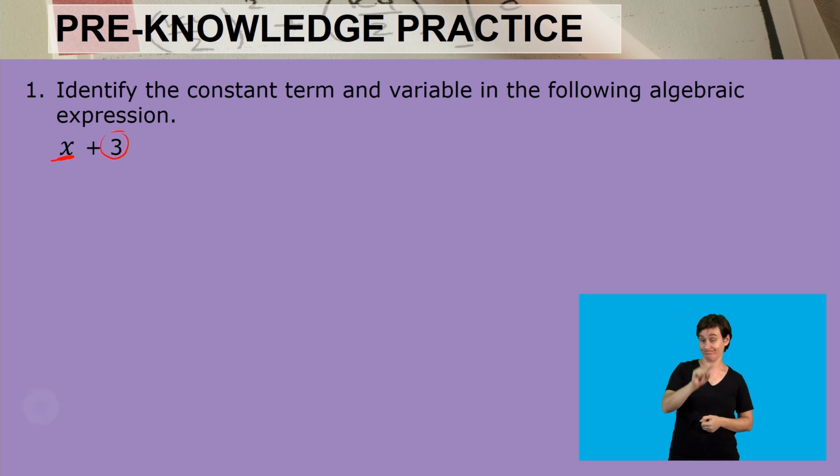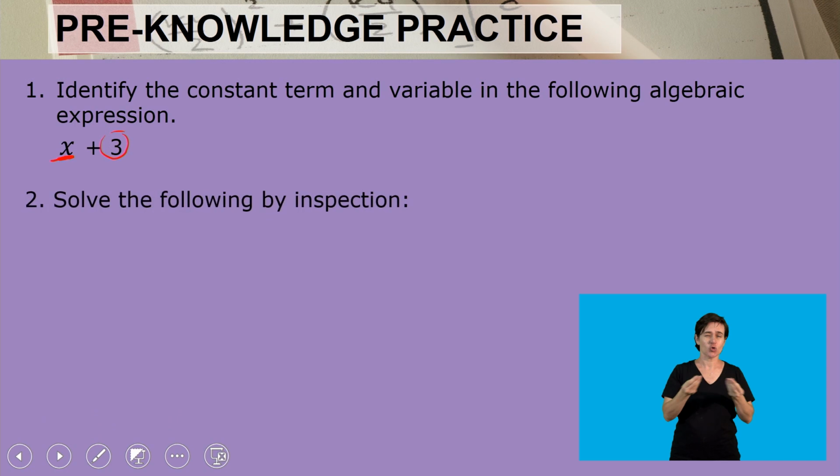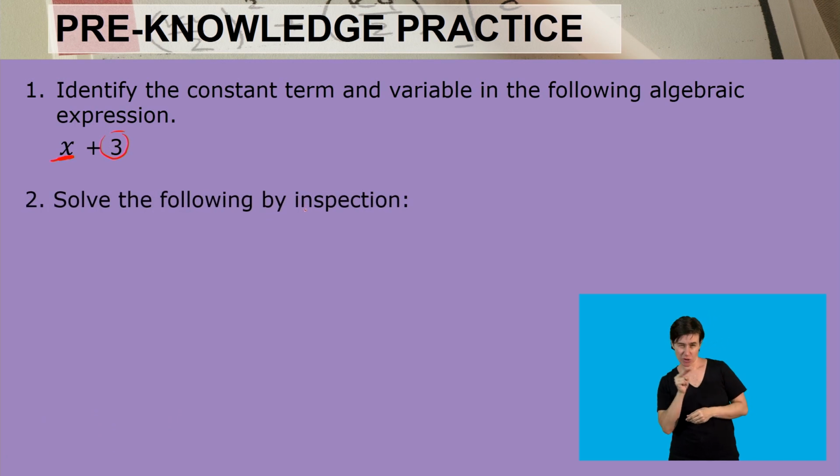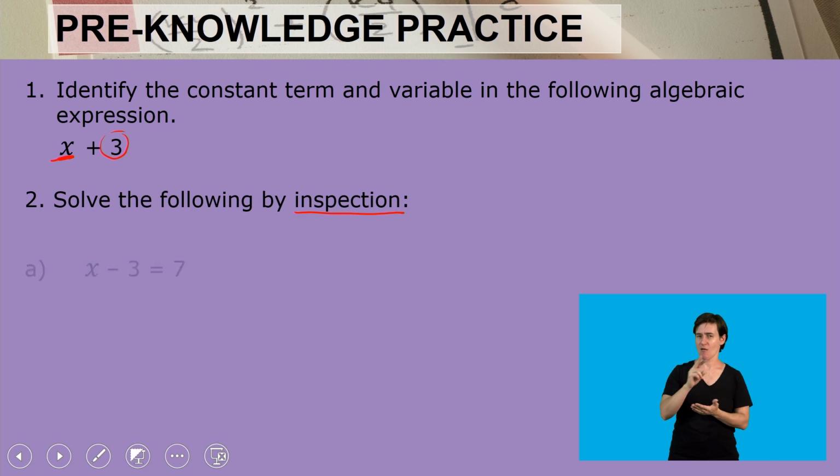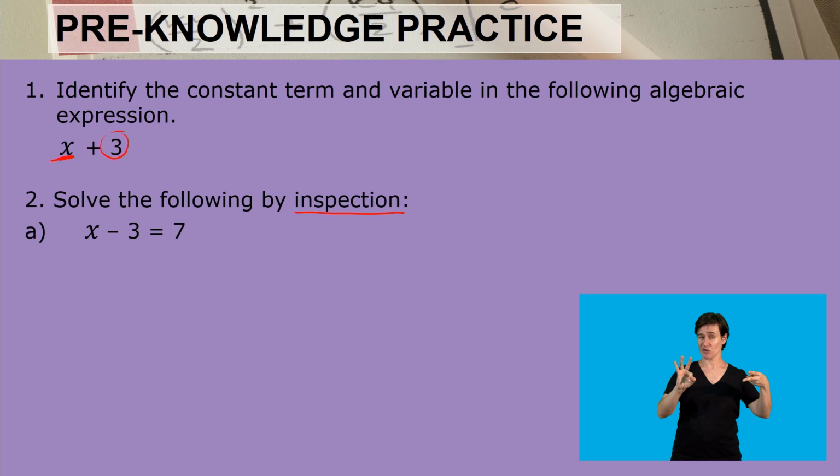Let's look at the next question. Solve the following by inspection. Inspection means that you do not need to show a calculation. You need to reason with the statement and then write your answer. Let's look at the first part of it. x minus 3 equals 7.